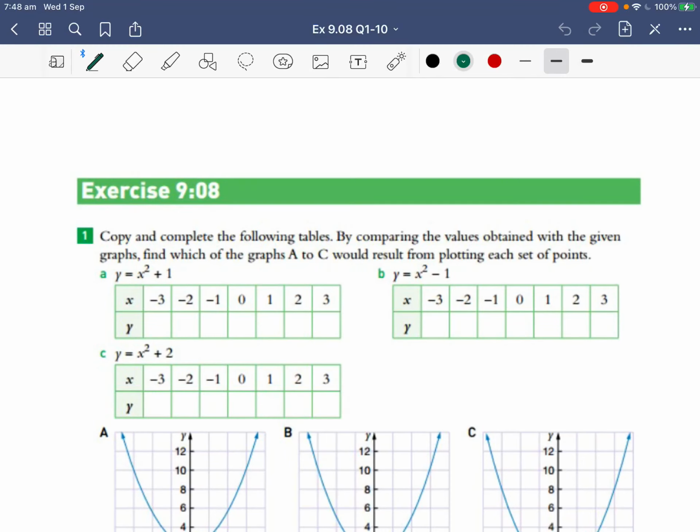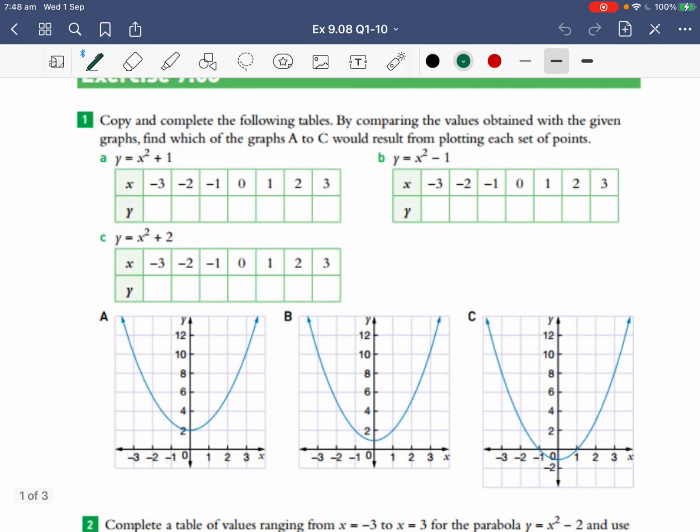Hi guys, today we're looking at exercise 908, and we're going to look at questions 1 to 5 in this video. The first question says: copy and complete the following tables by comparing the values obtained with the given graphs. Find which of the graphs A to C would result from plotting each set of points. So you have to do all 3 parts of this question.